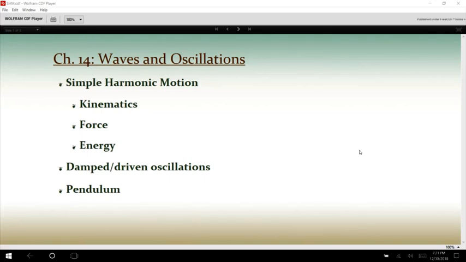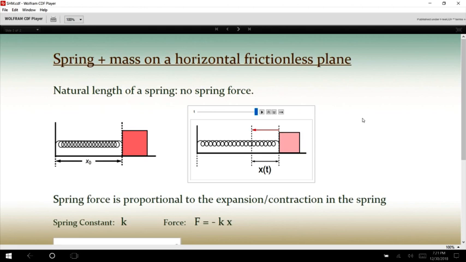Hello everyone. This video will be about chapter 14, Waves and Oscillations. We will cover simple harmonic motion and we will analyze simple harmonic motion from the point of view of kinematics, force, and energy. To start with, let's consider a spring and a mass sitting on a horizontal frictionless plane.